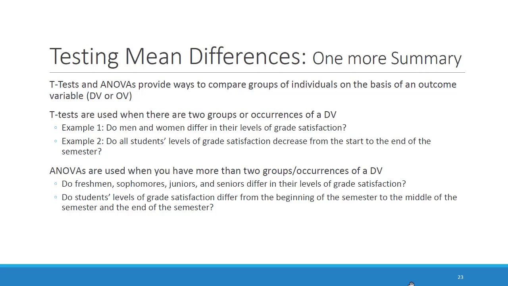ANOVAs are used when you have more than 2 groups. For example, do freshmen, sophomores, juniors, and seniors differ in their levels of grade satisfaction? Do students' levels of grade satisfaction differ from the beginning of the semester to the middle of the semester to the end of the semester? In the first case, you have freshmen, sophomores, juniors, and seniors. You have 4 levels of your predictor, so that means you have more than 2, which means you're using an ANOVA. In the second one, you have time points: beginning, middle, and end. So you have 3, and that also indicates that you would be using an ANOVA.